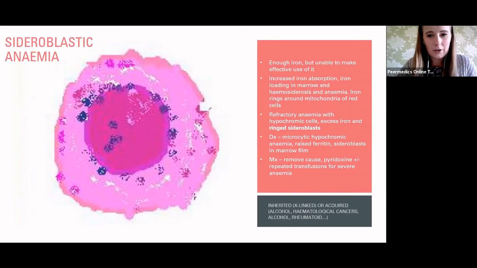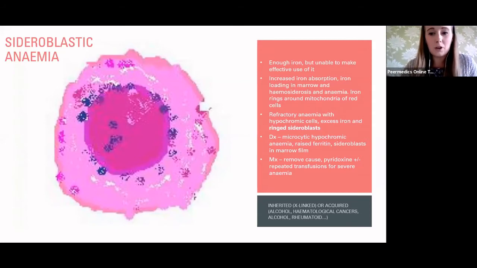Doesn't really present very differently to other anemias, but it tends to present with what you call a refractory anemia, which is where you get this quite persistent advanced anemia that you need a lot of blood transfusions to treat. So it tends to be a lot more aggressive than, say, iron deficiency or anemia of chronic disease. Classically, it's going to be microcytic, hypochromic. Ferritin's probably raised because you've got excess iron going on, and you're going to get these characteristic sideroblasts in the marrow.